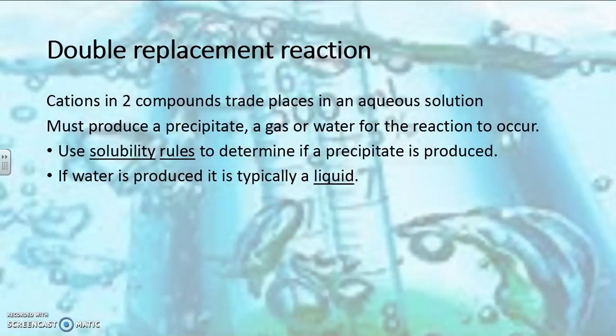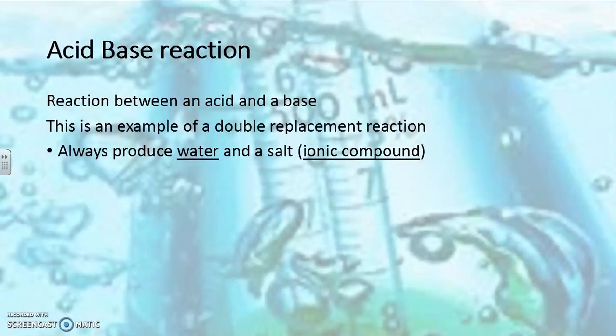Okay. A double replacement reaction is where two things swap places. It always takes place in an aqueous solution, and you have to produce either a precipitate, a solid, a gas, or water, a liquid, for the reaction to occur. You'll have to use something called the solubility rules to determine if a precipitate is produced, and if water is produced, typically it's going to be a liquid. Okay? And as an actual vodcast, the next one is going to go through and show you how to use those solubility rules.